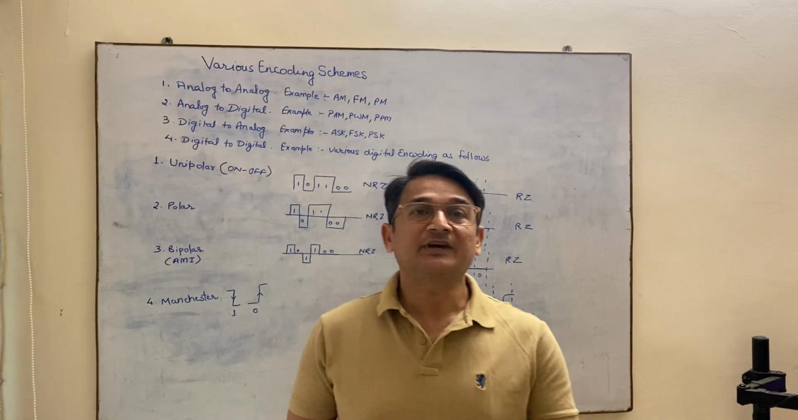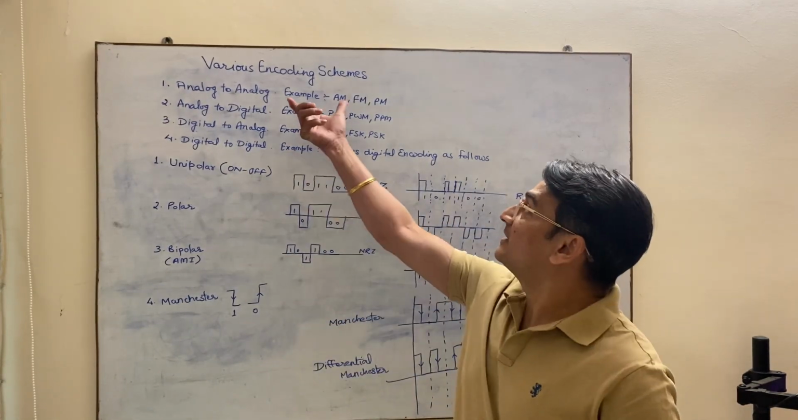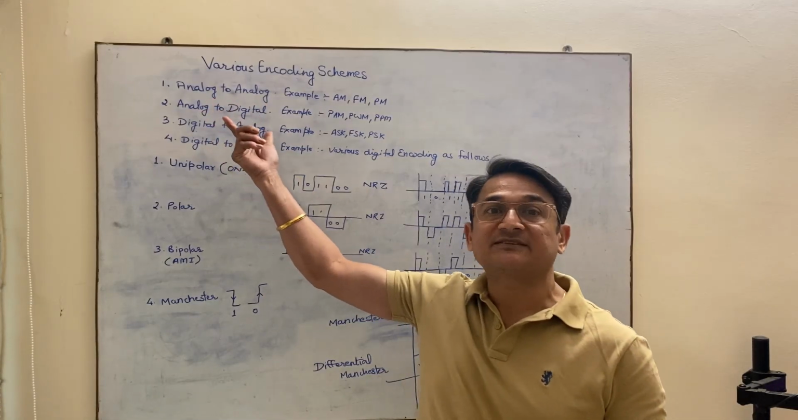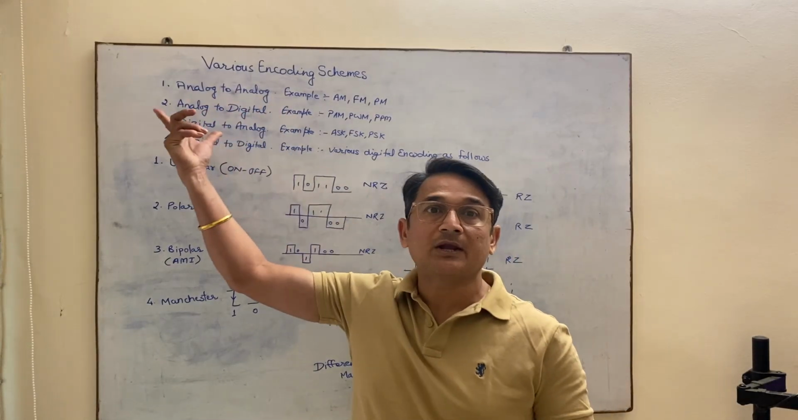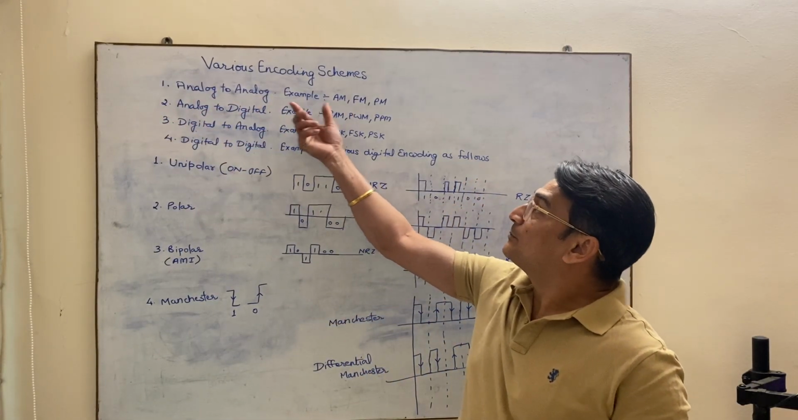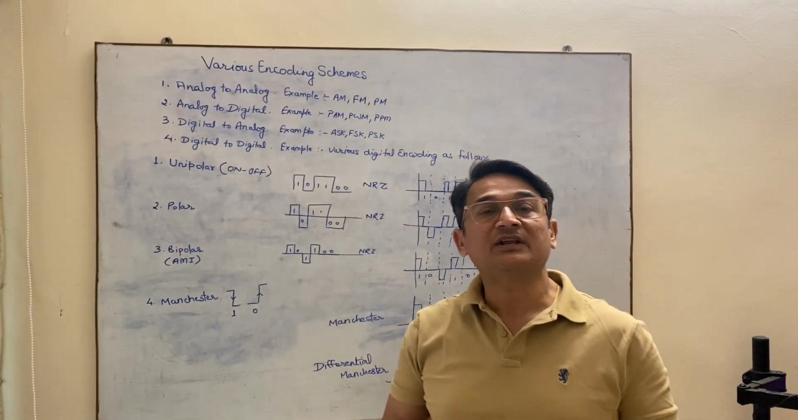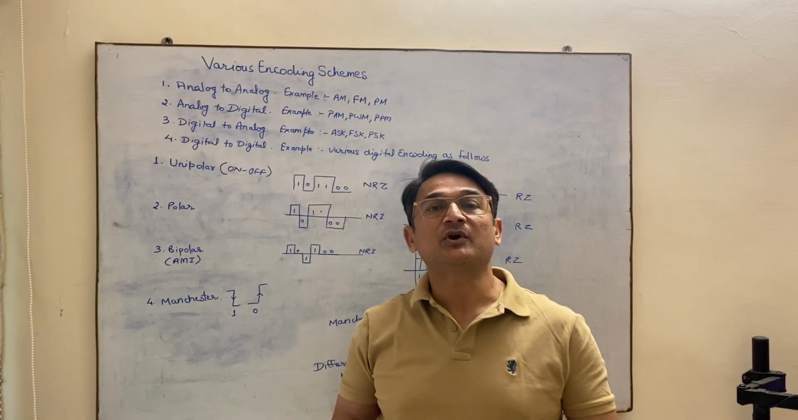In this video, we are going to discuss various encoding schemes. So basically, there are four classifications. One is analog to analog. The example of analog to analog is AM, FM and PM, that is amplitude modulation, frequency modulation and phase modulation.